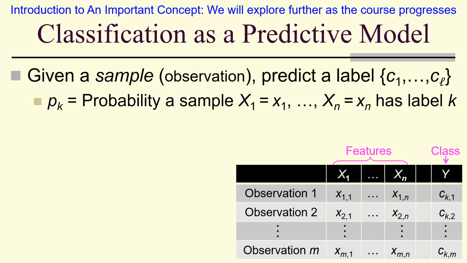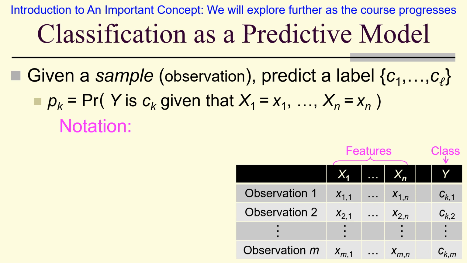Well, the way we do it in general is we calculate a probability. So in particular, P sub k is the probability that a given sample, a point in feature space, has label k. Let's introduce some notation. Usually we don't write the word probability, we just write Pr in function notation. So that we could equivalently say the probability that y is ck, given that we have this sample of the features.